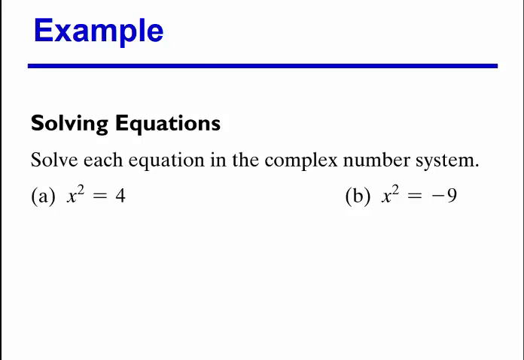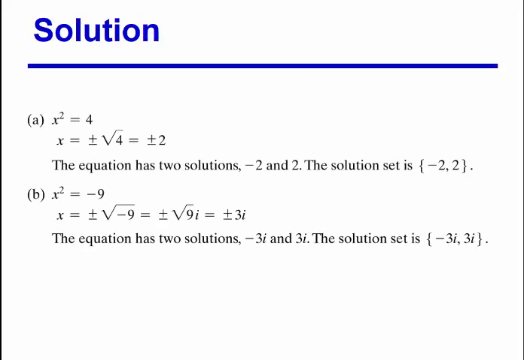So we have a, which is x squared is equal to 4, and then b, which is x squared is equal to negative 9. So for a, x squared is equal to 4. We just take the square root of both sides. So x is equal to plus or minus 2. So this equation has two solutions, plus or minus 2.